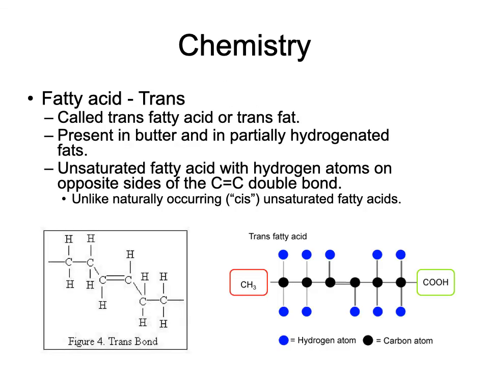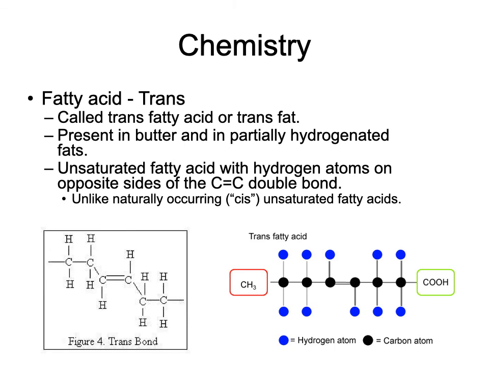Now, then there's trans fatty acids. And trans fatty acids have gotten a real bad name lately because what happens here is in trans fatty acids, it has a double bond, but it's been flipped. And you can see in the illustration where the hydrogens have been flipped to the other side. These are present in butter and partially hydrogenated fats, like partially hydrogenated shortening.